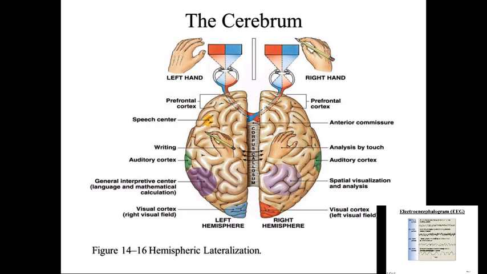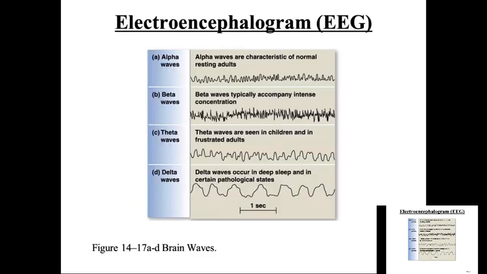In terms of brain waves, remember EMG is electromyography for muscles, EKG, electrocardiogram or ECG is for heart, and the EEG is the electroencephalogram, which measures brain waves. We want to see alpha waves in a normal resting adult. When you're taking one of my exams, you probably see beta waves for intense concentration. Hopefully, when you're taking one of my exams, we don't see many theta waves because that means that you're frustrated. And if we see lots of delta waves, then there's some sort of pathology that's going on.